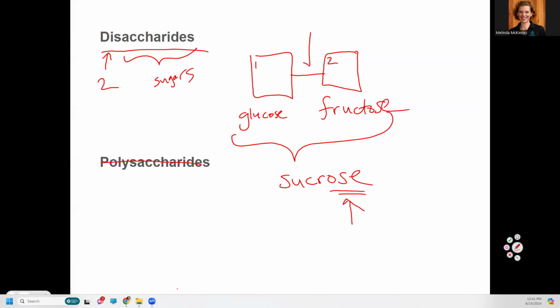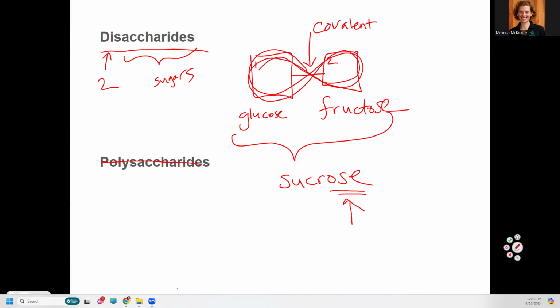This bond here, a straight line, can you remember what type of bond it is? If you thought or said covalent, then you are correct. And can you remember what covalent bonds do? They share electrons. So electrons are going back and forth.